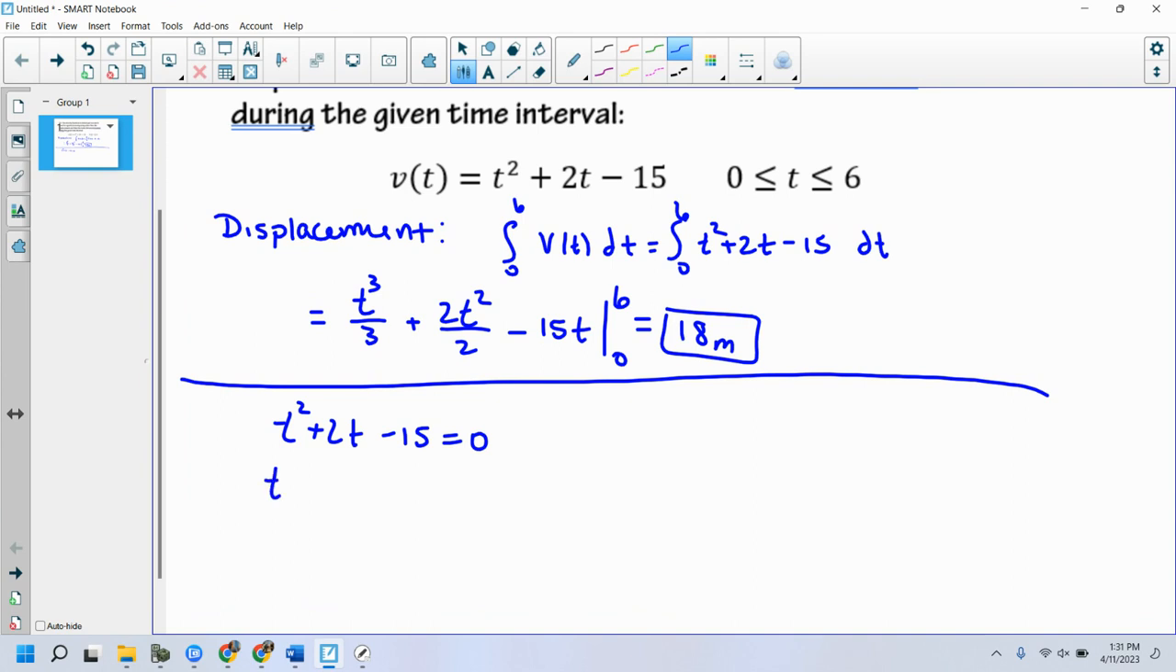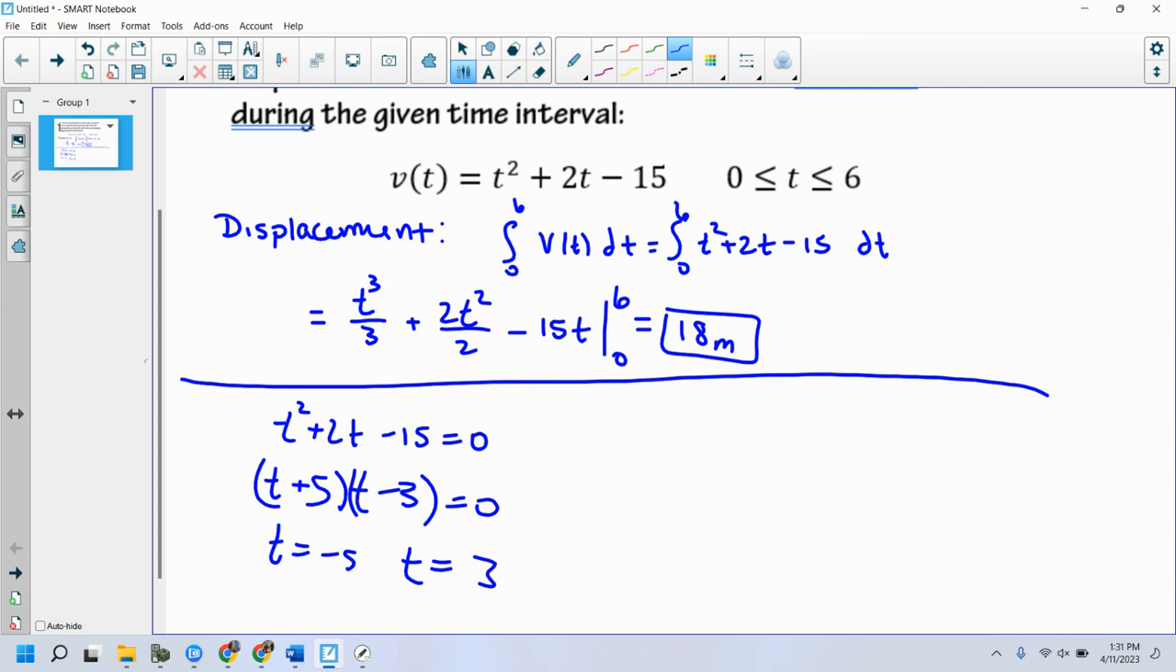So factor that: that's (t plus 5), I meant that to be a parenthesis, (t minus 3). So t equals negative 5, t equals 3. So at 3 seconds, I change direction, right? At 3 seconds, I change direction.